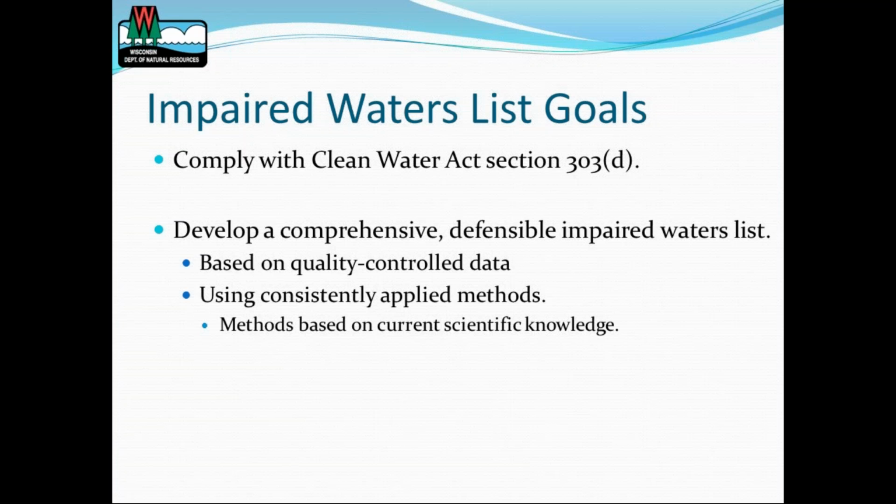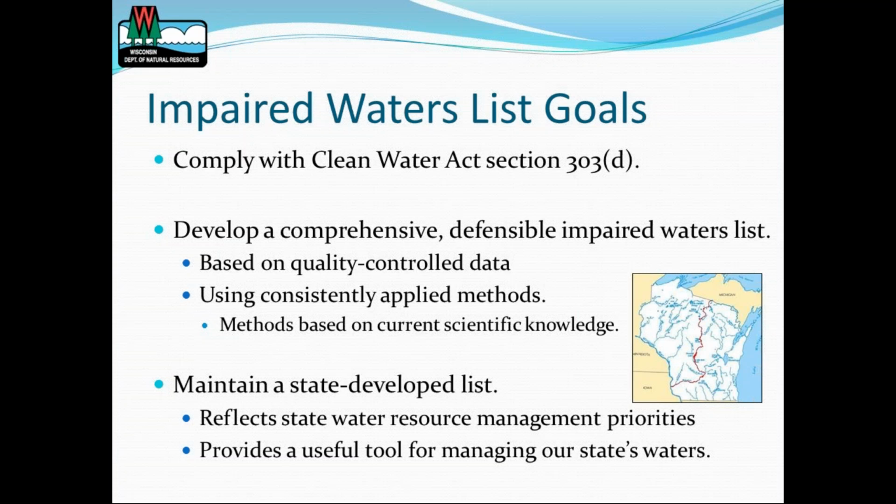Another goal is to develop a comprehensive, defensible impaired waters list. So it needs to be based on quality control data, consistently applied methods, and those methods should be based on current scientific knowledge. So every 2 years, we update our protocols for how we assess waters, and we try to integrate any new scientific knowledge that we know of. And lastly, we try to maintain a state-developed list. So we want it to reflect state water resource management priorities, and we want to provide a useful tool for managing our state waters. Another reason to maintain a state-developed list is so that we can ground truth the assessments.